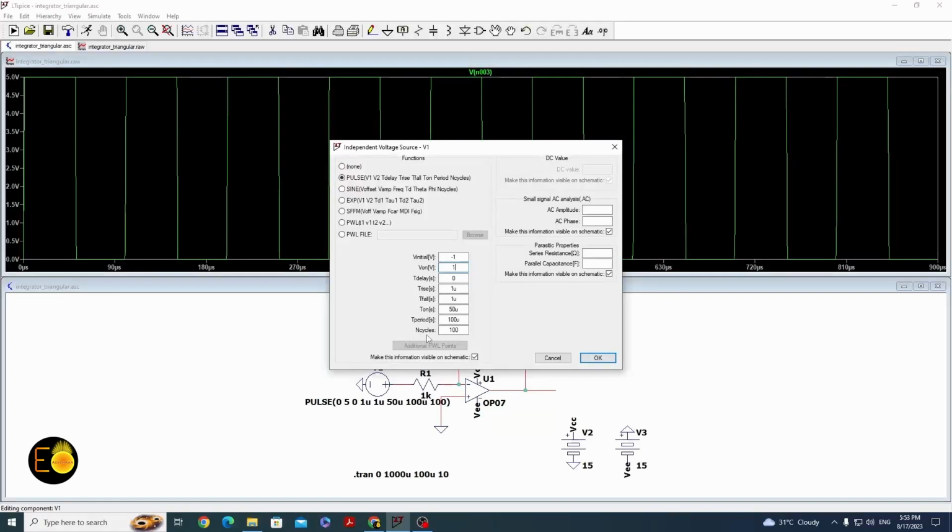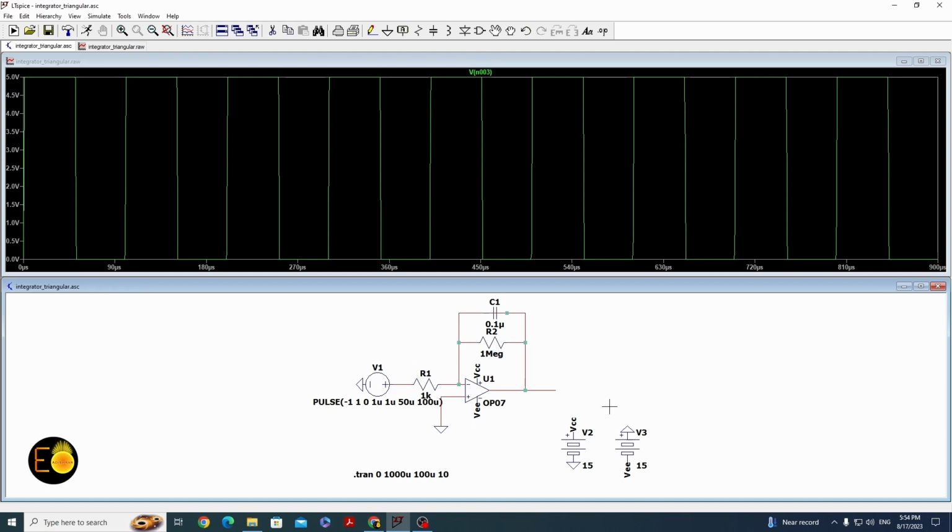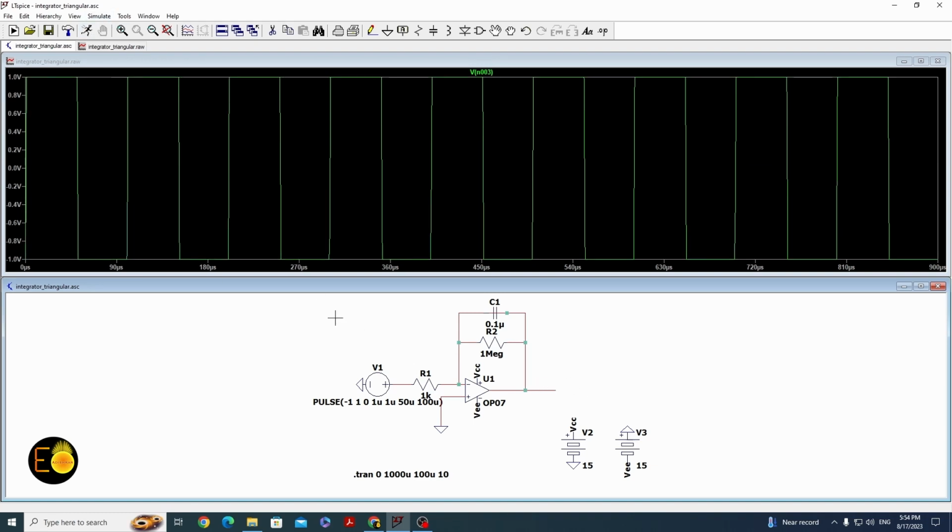In addition, the N cycles here is given as 100, so only 100 cycles will be simulated. But for our purpose, I don't want to give a particular value, because if I don't give any value, the input will exist forever, and that is my purpose. Now let's check what my output is in this case. So I'm running once again.